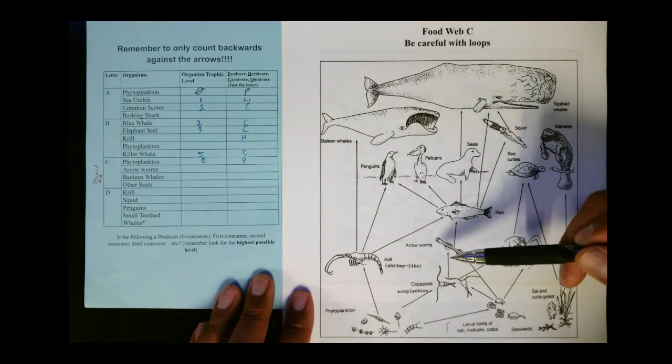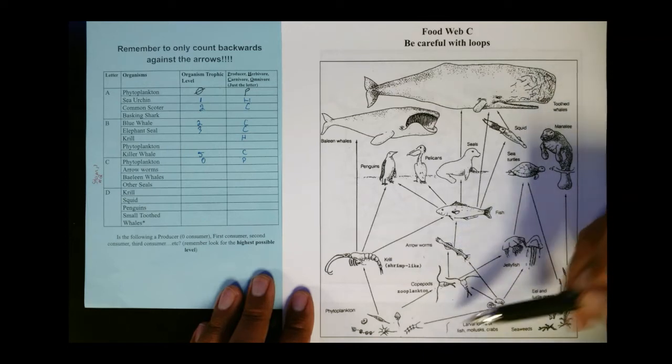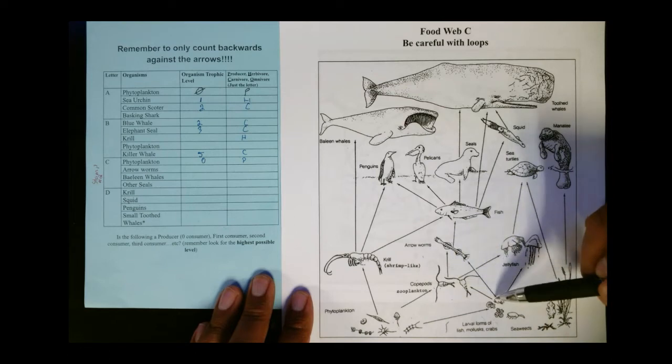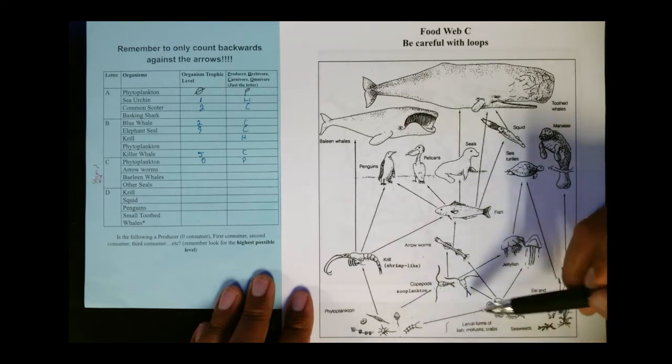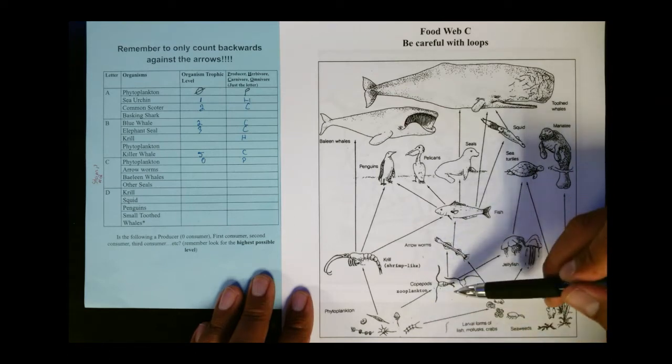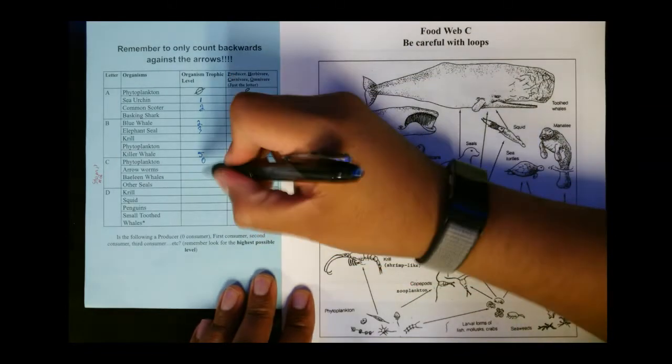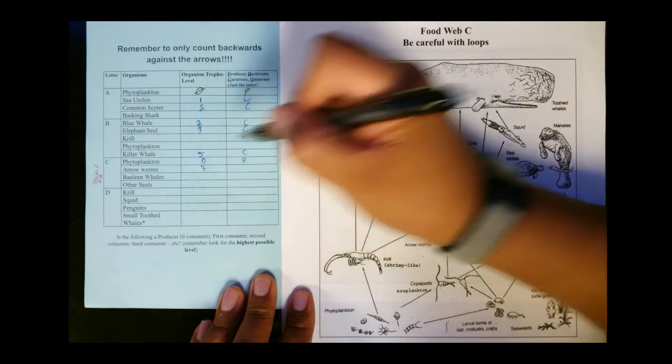All right, what about the arrowworm? So look, the arrowworm, again, there's 2 paths, so we got to check both. So 1, 2. All right, is there a longer path? 1, 2, 3. Okay, but there's another path. 1, 2. So the longest path for the arrowworm in this case is 3.